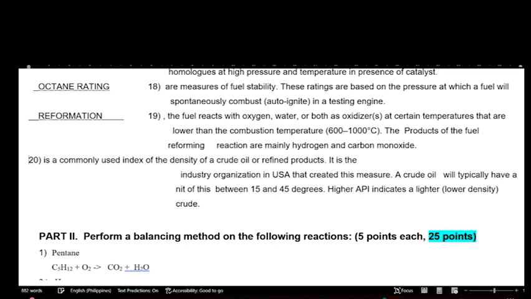Last is a commonly used index of the density of a crude oil or refined products. It is the industry organization in USA that created this measure. A crude oil will typically have between 15 to 45 degrees. Higher API indicates a lighter, lower density crude. So, nandiyan yung sagot. API. Ano yung API ba? Kaya nga, nakabase doon sa organization nila, no? American Petroleum. API gravity, okay lang yan.